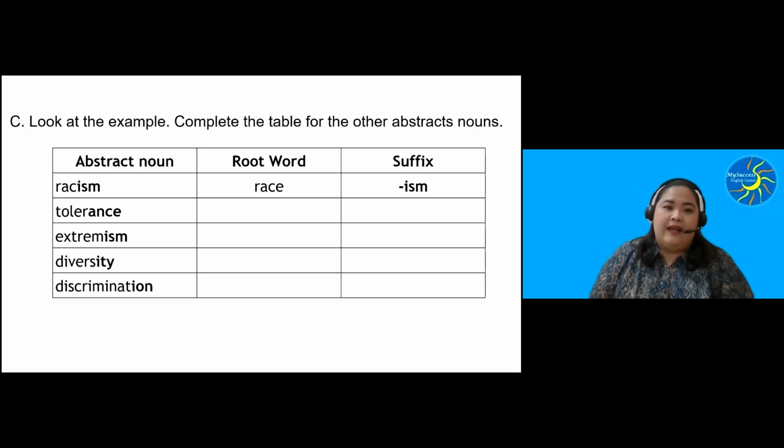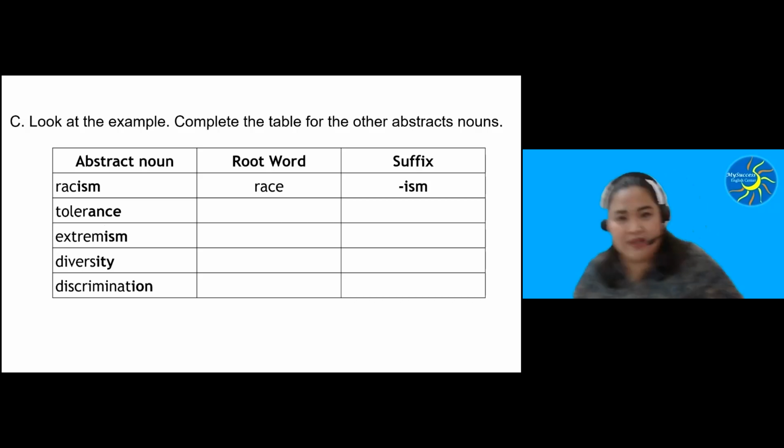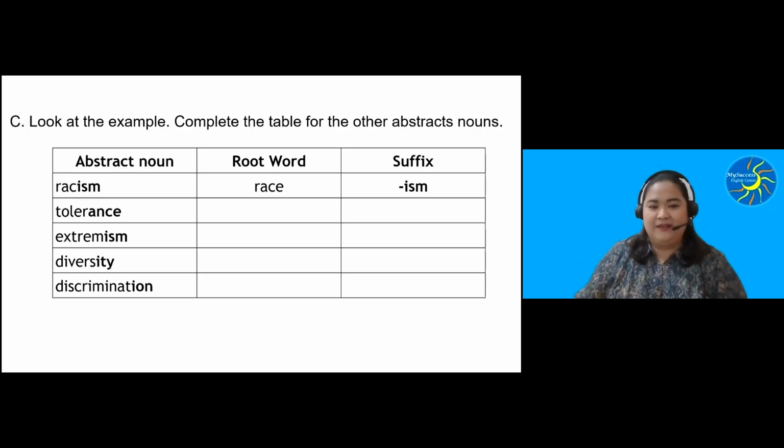Okay, and then the next one we got extremism. What's the suffix in your opinion? Yes, very good. Similar to racism, it is ISM because it's an ideology. Yeah, and diversity. The suffix is ITY. Okay, and the last one we got discrimination. ION is the suffix.